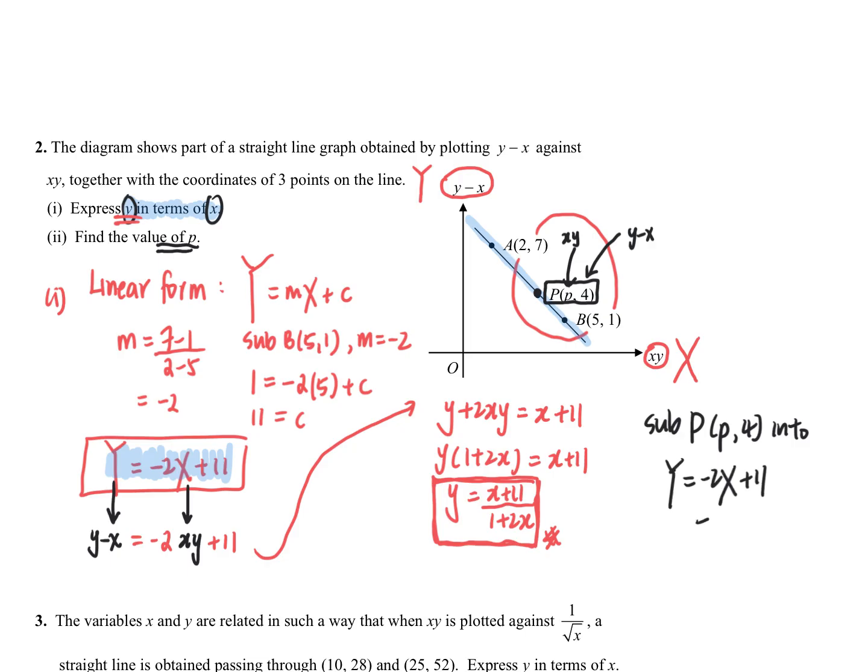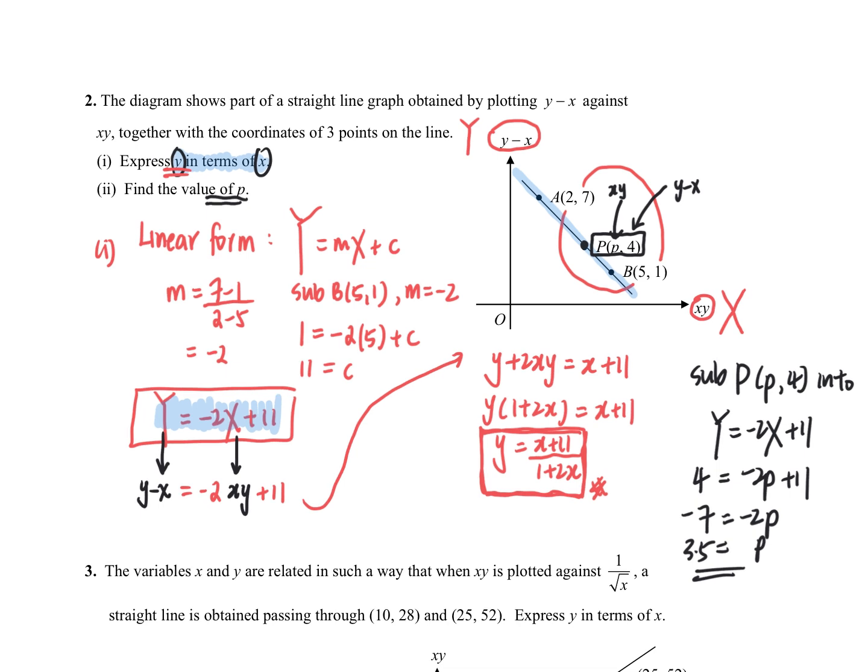So x is P and y is 4. So P is 3.5. Okay, so be very careful. The difficulty lies with which one we use. If you're operating on linear form, sub into the linear equation. Ignore this totally. Okay, be careful.